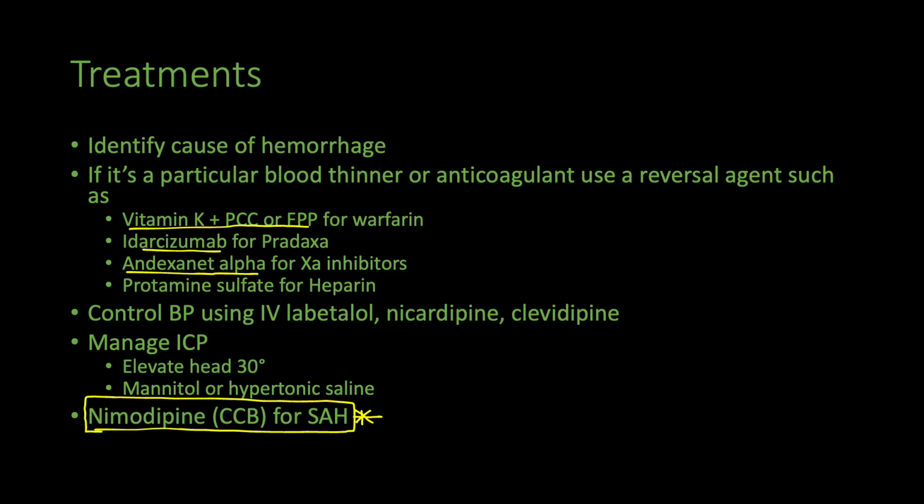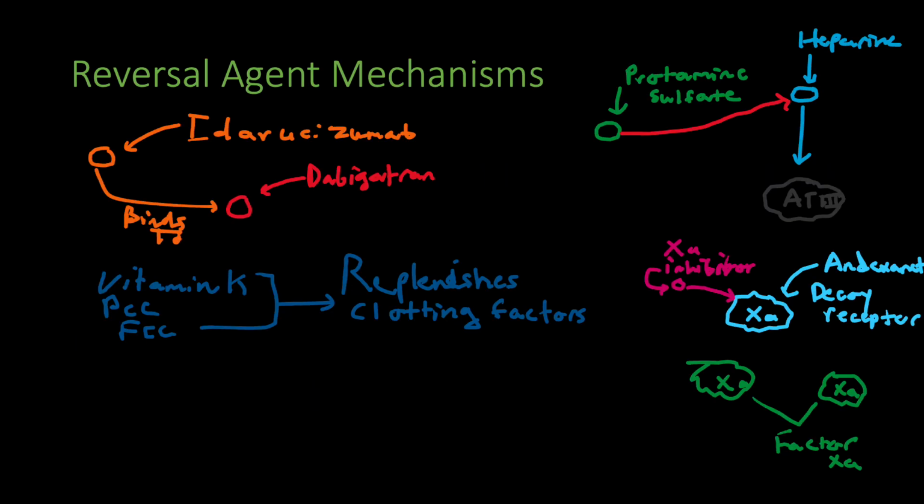So just note that. So these are some of the reversal agent mechanisms here. I listed it here. Idarucizumab, how it binds to the dabigatran, and what happens, it becomes an inactive complex. So the dabigatran will just not work in like preventing factors and all that.